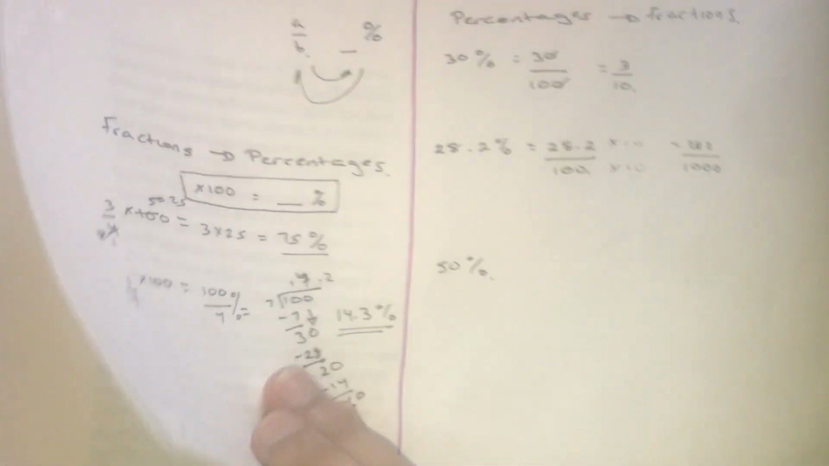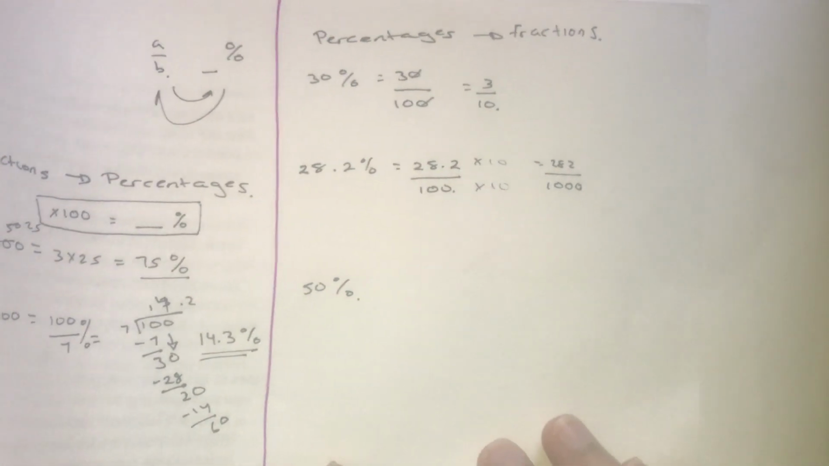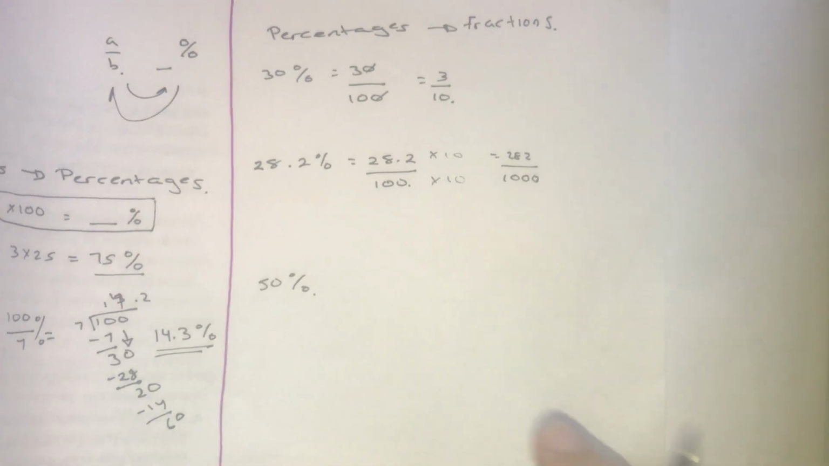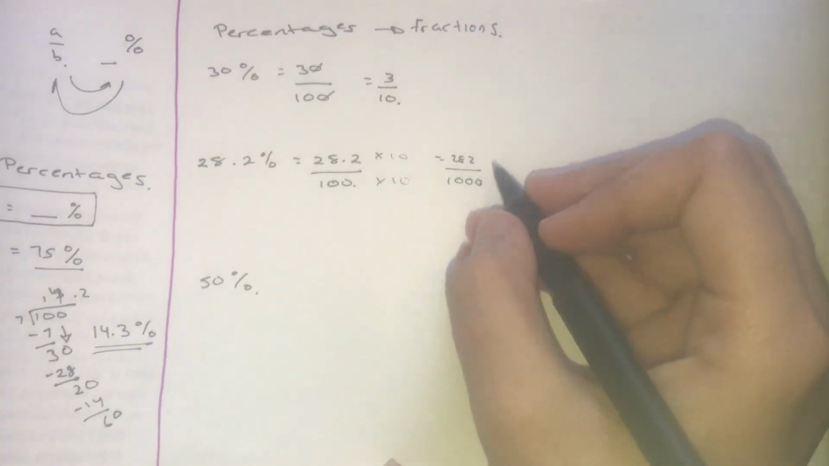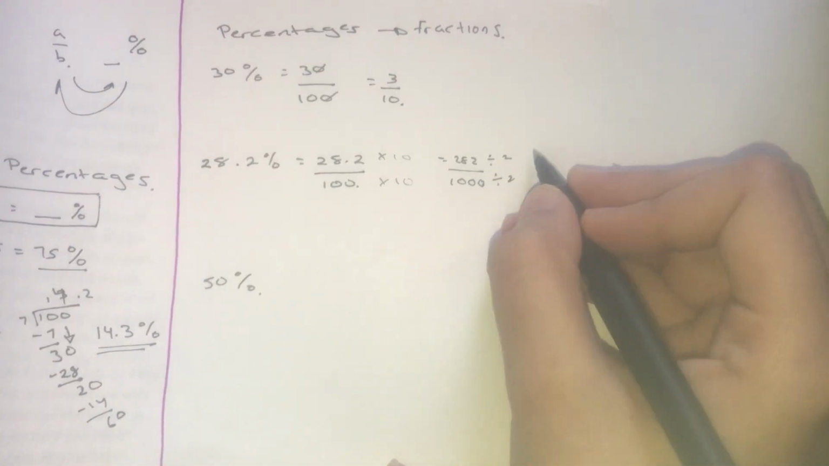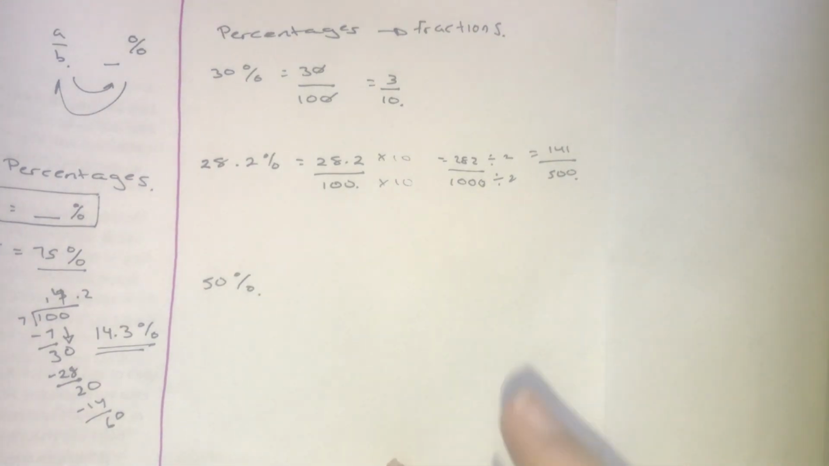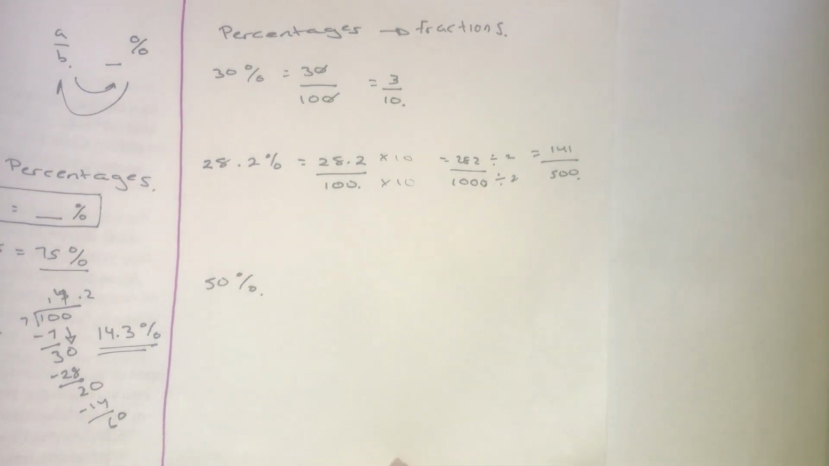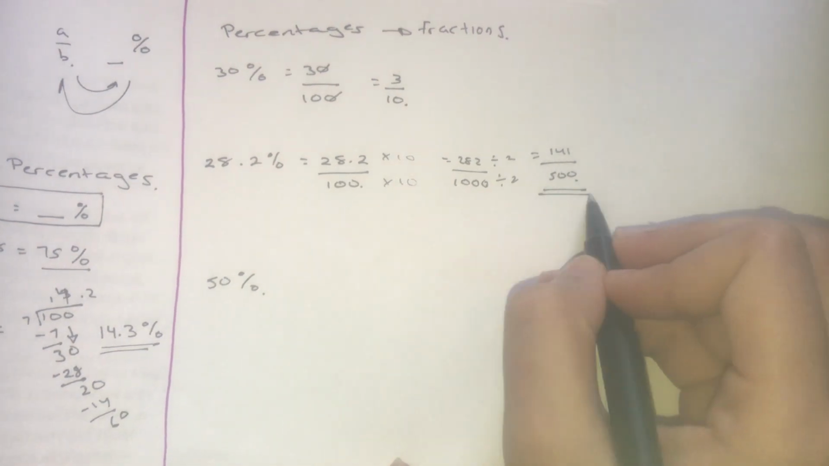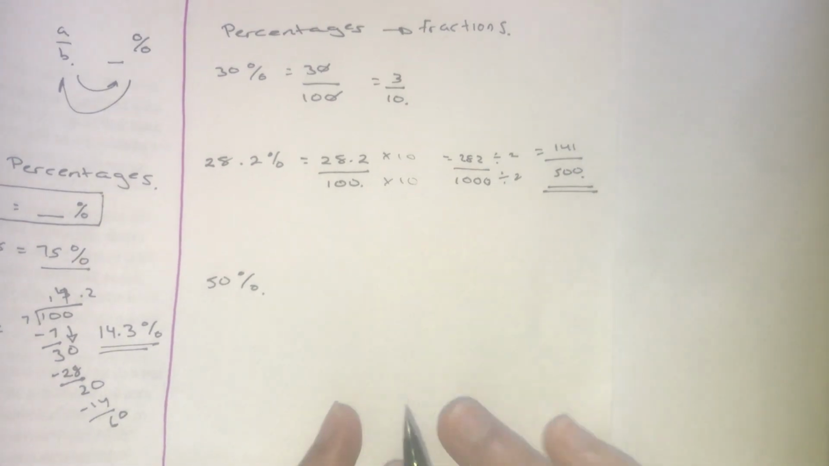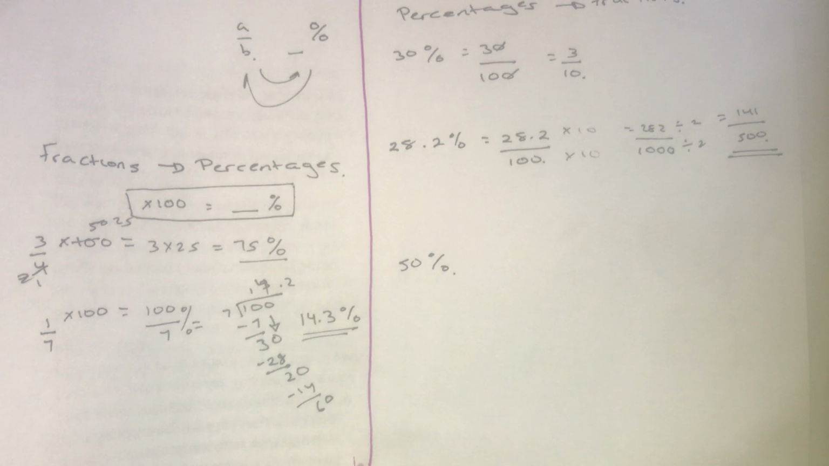So 282 over 1000. That is a fraction, but we are not satisfied with it because it's a really big number, so you start simplifying. You divide by 2 on top and on bottom, and you're going to get 141 over 500. Can you simplify it further? No, so you just put that as your answer. So 28.2% is equal to 141 over 500 as a fraction.